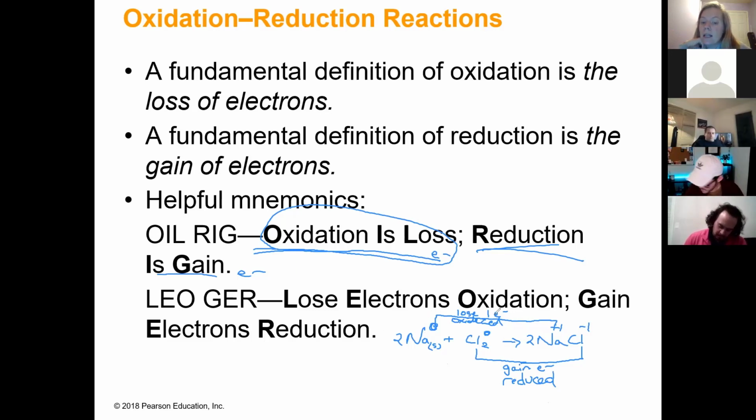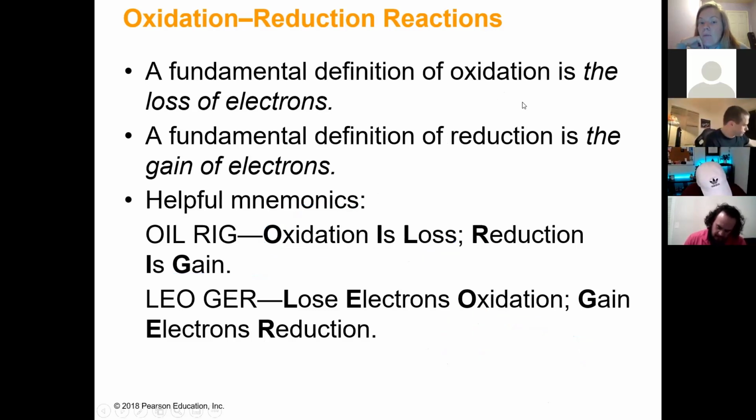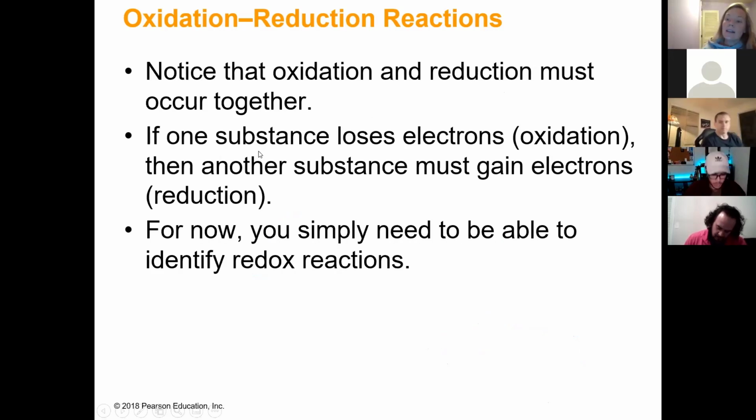One thing loses the electrons. That means it's being oxidized. One thing gains the electrons. That means it's being reduced. In an equation, you have both of those happening simultaneously. If one thing is losing an electron, another thing has to be gaining an electron. So oxidation and reduction must occur together in the same equation. You're not just going to have one thing being oxidized with nothing else there. Something else has to be reducing it.